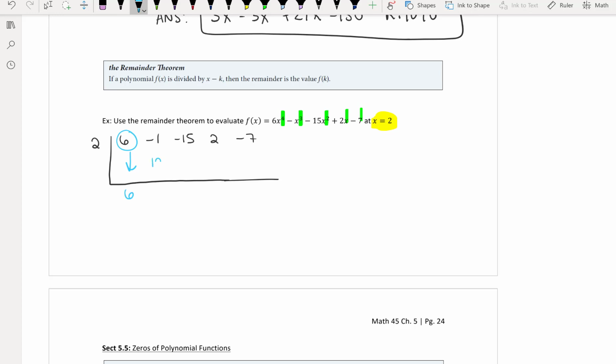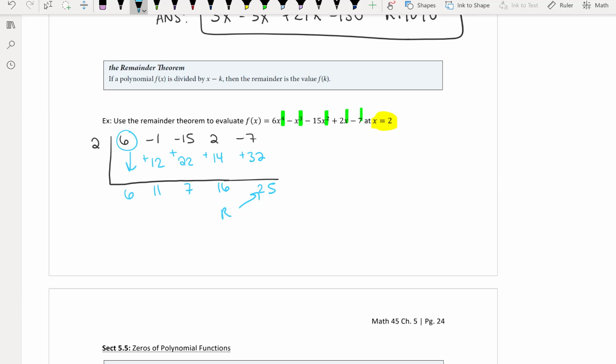6 times 2 is 12. And I have negative 1, so that's positive 11. Positive 11 times 2 is 22. Plus a negative 15 is going to give me a positive 7. 7 times 2 is 14. 14 plus 2 is 16. 16 times 2 is 32. And I'm adding that to a negative 7, so that's 25. So this is my remainder.